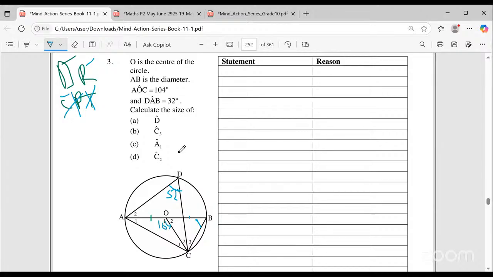Nice. And then the next one, we are done with this. Now we want C3. So what's now happening?